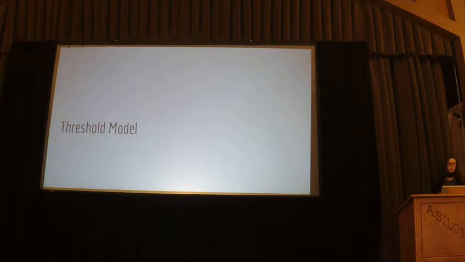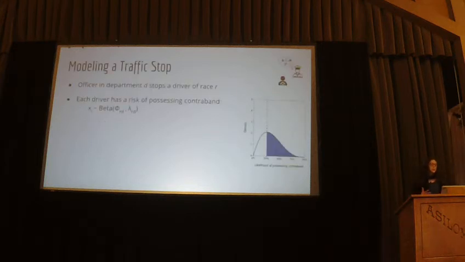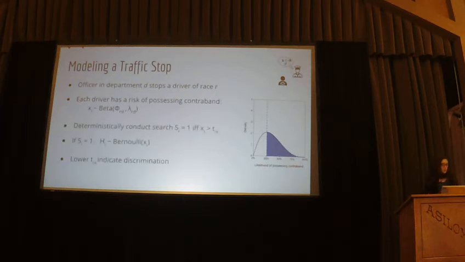So what the threshold model does is infer the actual thresholds and search and risk distribution parameters. To formalize the generative model, we have an officer in Department D who's stopping a driver of race R. Each driver has some kind of risk of possessing contraband, and this is xi, which is drawn from a beta distribution. We allow these distributions to vary by race and department. The officer deterministically conducts a search if xi is greater than the threshold for that race and department. If a search is conducted, then a hit, so a successful search, occurs with probability xi. And lower thresholds will indicate discrimination.